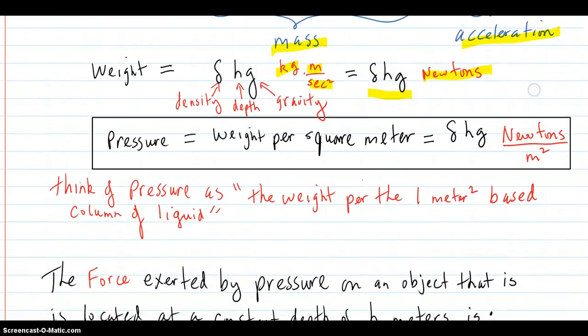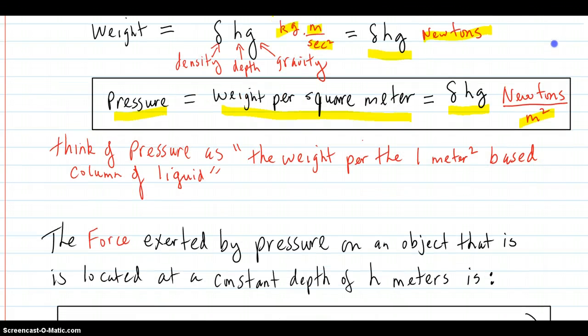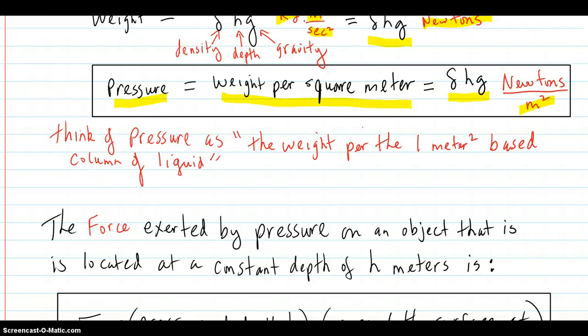So the pressure is the weight per square meter. That's the definition of pressure. The weight per square meter, which is just the density times depth times g, in newtons per square meter. So think of pressure as the weight per the 1 square meter base column of liquid.